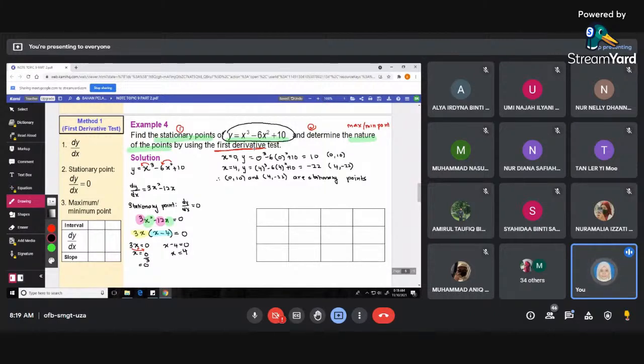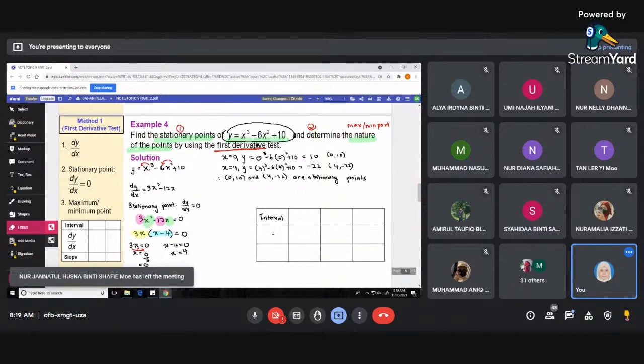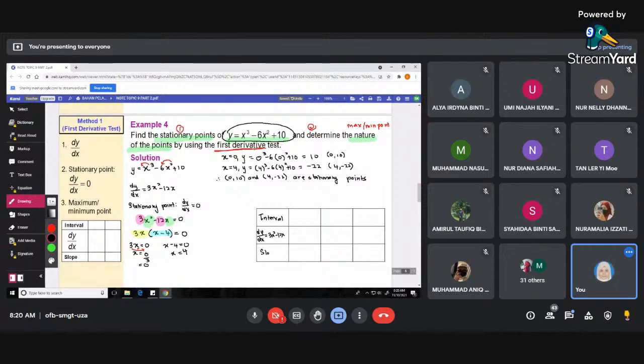Okay. And now you need to find nature of the point. How to find nature of the point? Okay. So you need to draw a table. The first row, you need to write interval. Second, you need to write dy dx. What's your dy dx? This one. 3x square. Saya padam semula sekejap. Okay. So dy dx equal to 3x square minus 12x. And the last one is slope.